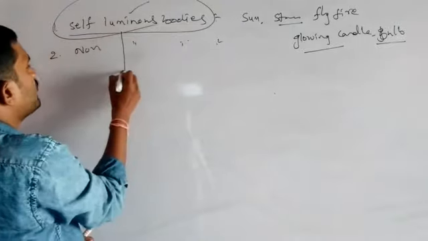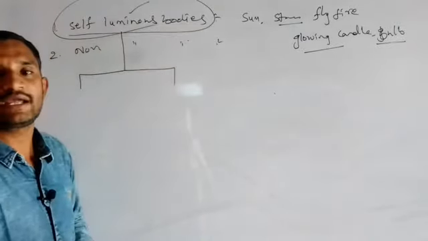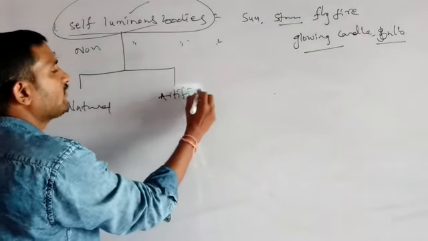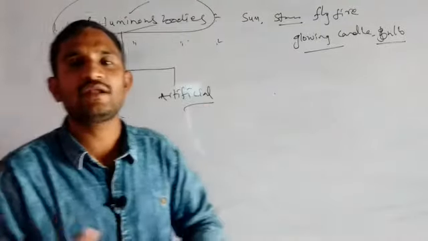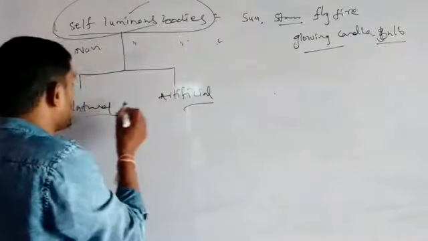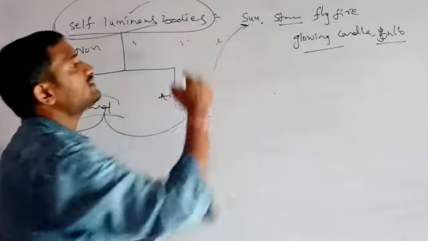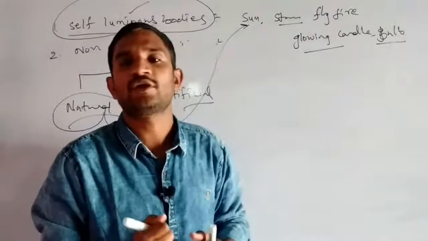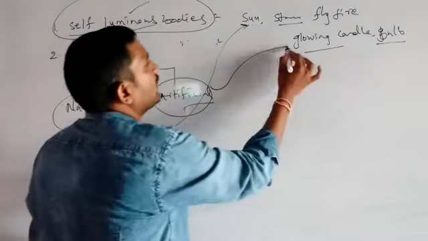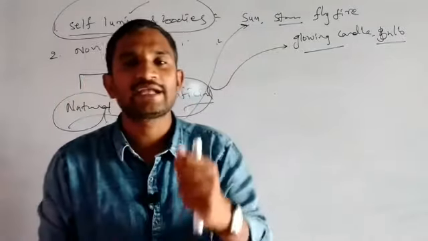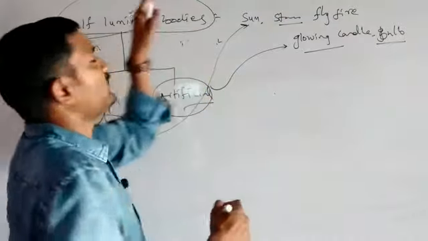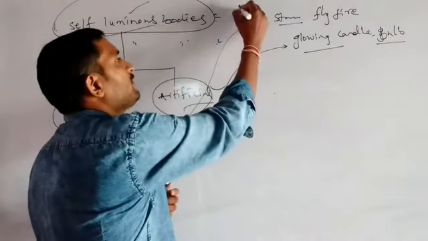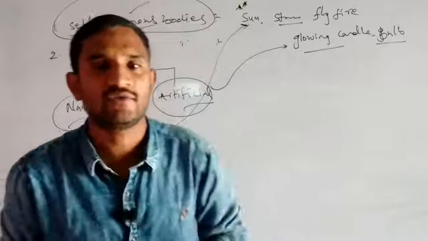Self-luminous bodies are again classified into two categories: one natural, one artificial. Among these, the natural self-luminous bodies are the sun, stars, firefly, fire. A glowing bulb and a glowing candle are examples of artificial self-luminous bodies. We have to remember that, maybe there is a chance of being asked in a competitive exam.